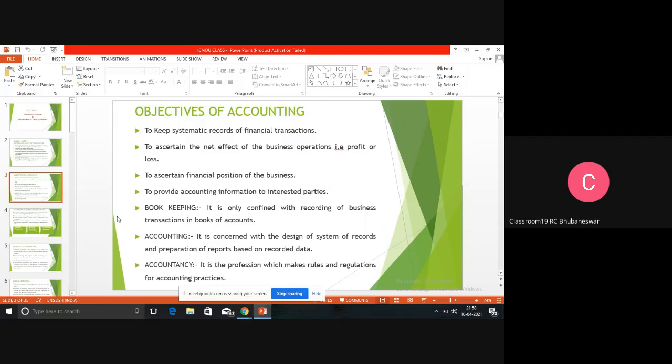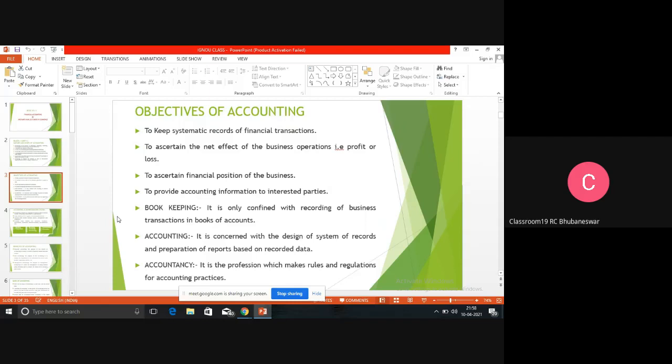After preparation of the trial balance, the next step is to prepare the financial statements, which involve the profit and loss account and the balance sheet. The profit and loss account is known as the income statement and the balance sheet is known as the positional statement. The balance sheet shows the position of the business on a particular date, whether the organization is sound or the organization is sick. These things are confined to the objectives of accounting.